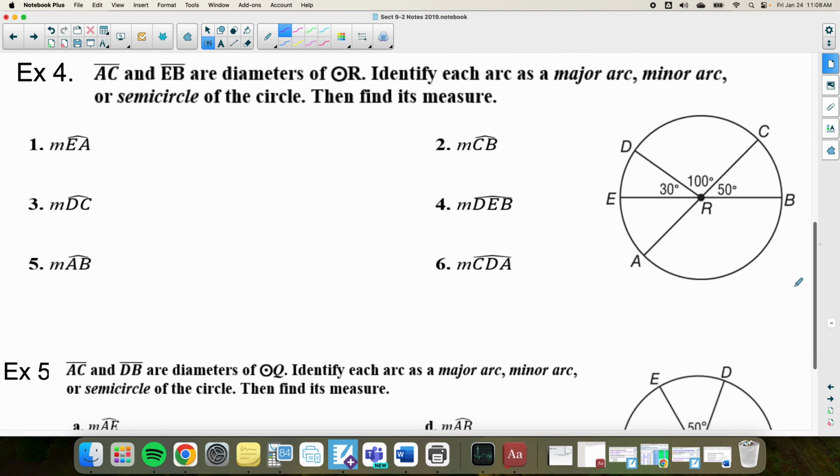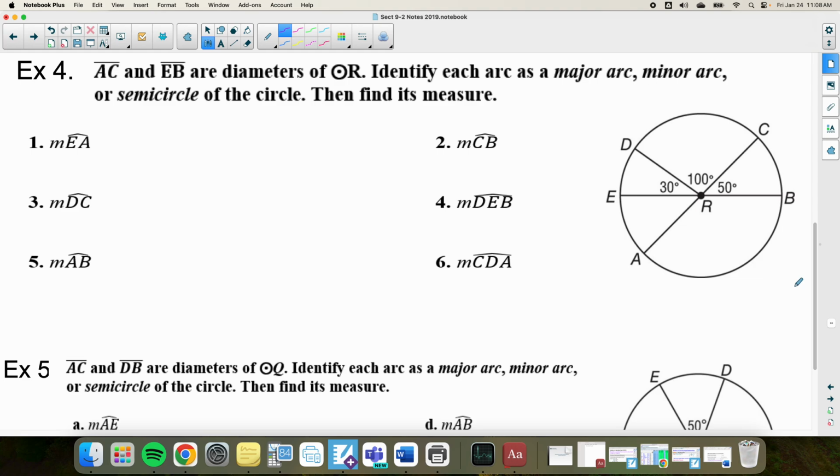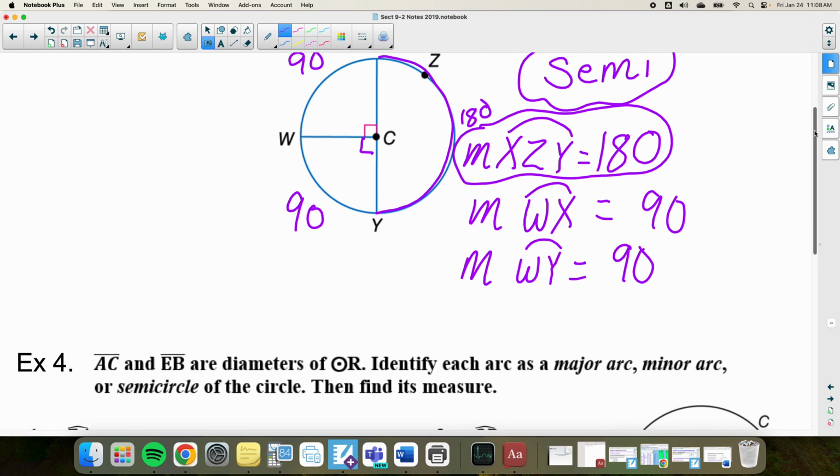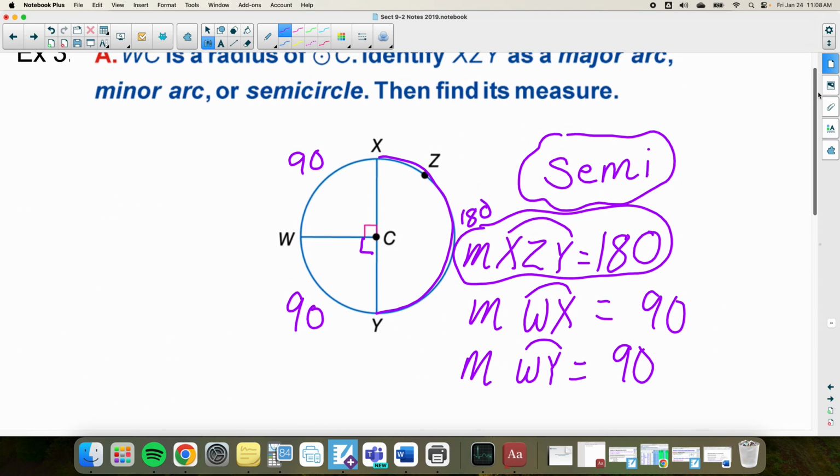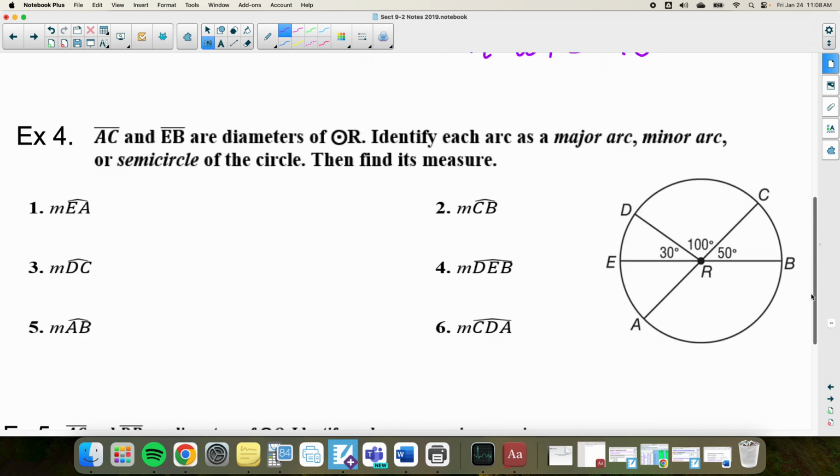If we have a question like that on homework, do we have to find every arc? Nope, you only have to do these 2. Okay. Because they say just what they're asking for. They just want that arc and its measure. So I just said that, but no, you wouldn't have to.